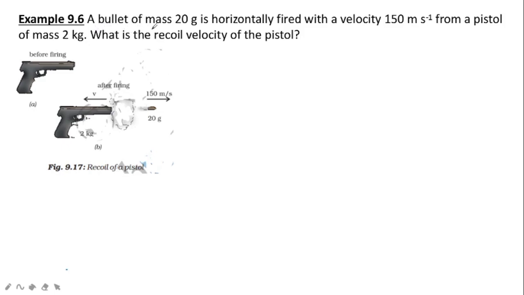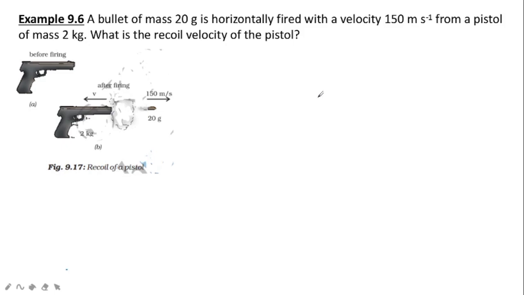A bullet of mass 20 gram is horizontally fired with a velocity 150 meter per second from a pistol of mass 2 kg. What is the recoil velocity of the pistol? So this is our problem. Then how can we solve this?